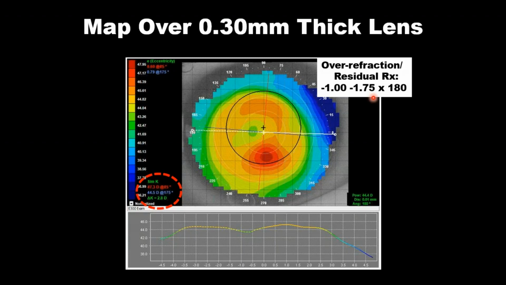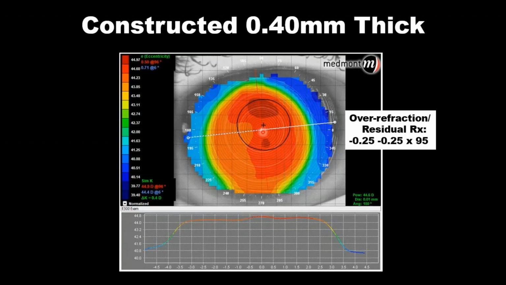But since we have almost two diopters of residual cylinder and our K readings are indicating we got 2.8 diopters of anterior surface cylinder, we're going to go up to 0.4 millimeters thick. And now you can see that this patient's corneal cylinder, or let's call it lens cylinder over top of the lens, is only 0.4. It's less than a half diopter. And that's basically eliminated all that residual cylinder that we had.